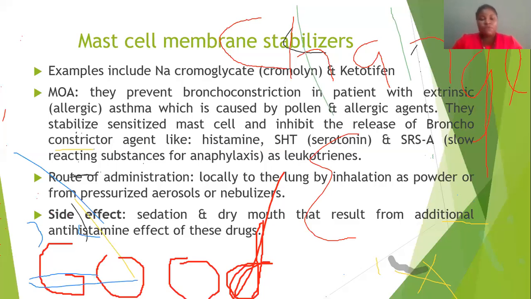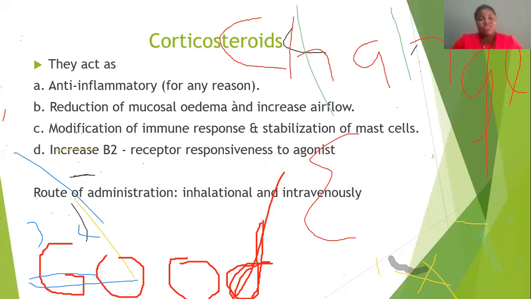Another class of drugs that you can use as respiratory agents are corticosteroids. Corticosteroids act as anti-inflammatory agents. They help by reducing mucosal edema, thereby increasing airway flow, and they modify the immune response and stabilize mast cells. They also act by increasing beta-2 receptor responsiveness to the agonist.